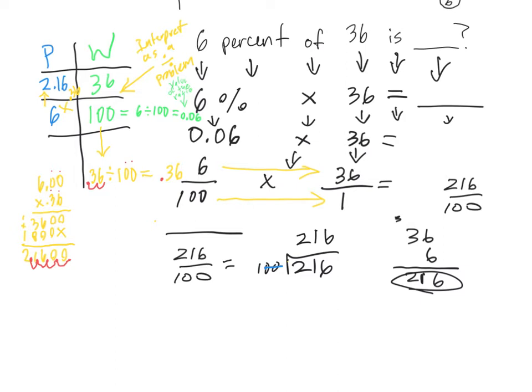However, there are 2 zeros, so what we want to do is put the decimal place here and then show that we know that it is 2 zeros over. And so the answer to this is 2.16. So 216 divided by 100 is 2.16. And that means that 2.16 is 6% of 36.